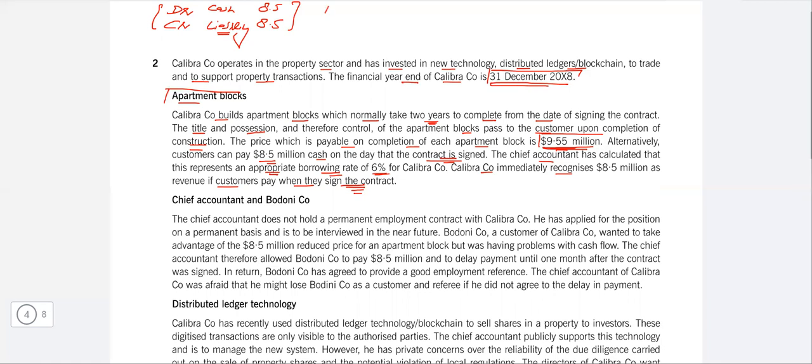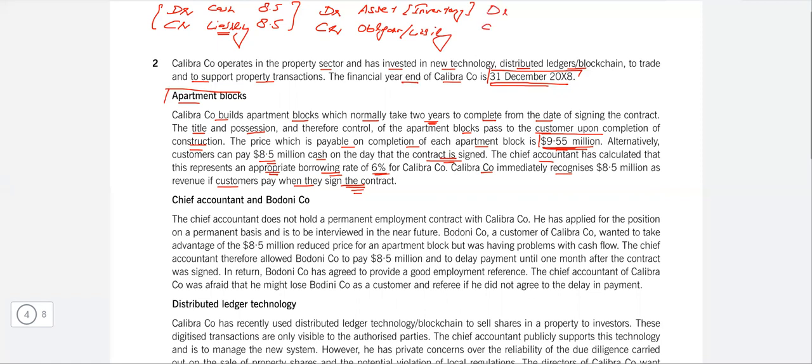Now the double entries are going to be: you debit the asset, which is currently your inventory over here, because you will be selling those apartment blocks. So it's your inventory, because anything which is being sold in the ordinary activity of the business is called inventory. And credit goes to the obligation. The liability will be increased. So this is going to be the double entry for the first year, December 2008, and this figure will be added to the total liability.